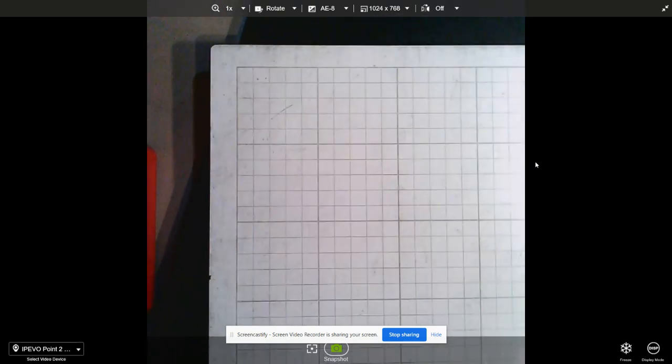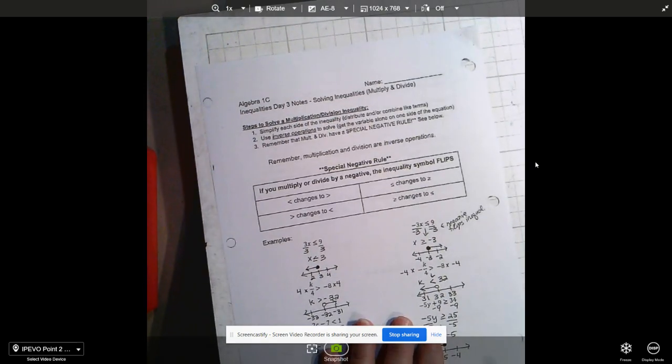So this is day 3. This is solving inequalities, and now we're going to multiply and divide. So there is a special rule when you multiply and divide inequalities. So let me just bring up the note sheet and we'll talk about it.